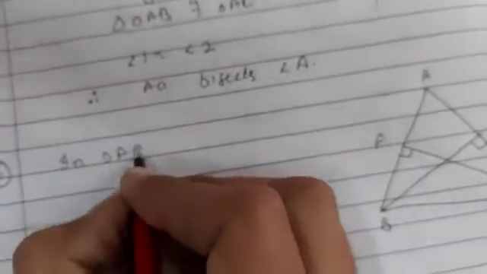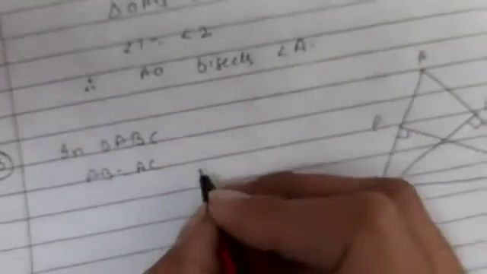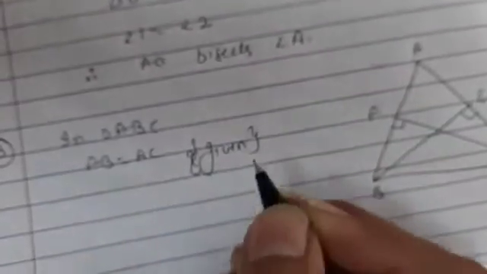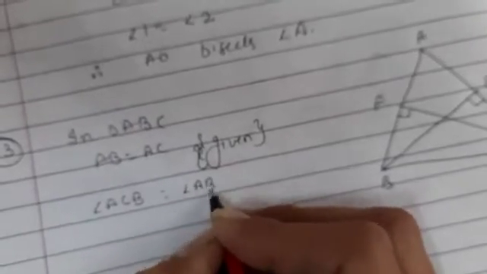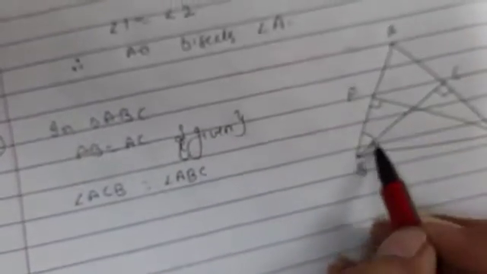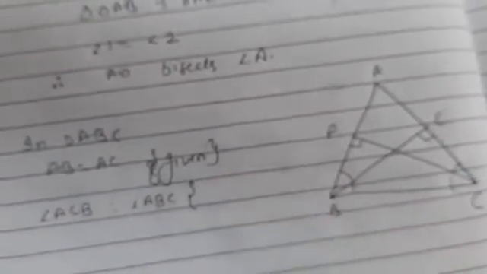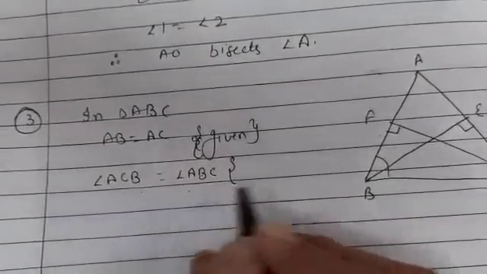How to prove? First of all, in triangle ABC, this full big triangle we have taken, AB is equal to AC, that is given to us. After that, angle ACB equals angle ABC. AB and AC are equal, then these angles will also be equal, so the reason is there. So angle ACB is equal to angle ABC.